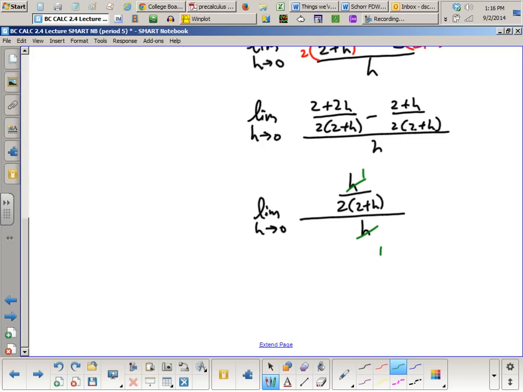So those are 1s, right? Okay, so all of this boils down to the limit of 1 over 2 times 2 plus h. The goal was to plug in 0 for h. This is a good time to do it. What's the final answer? 1/4. Yeah, so you get this, basically, and that's 1/4. So what does this mean?